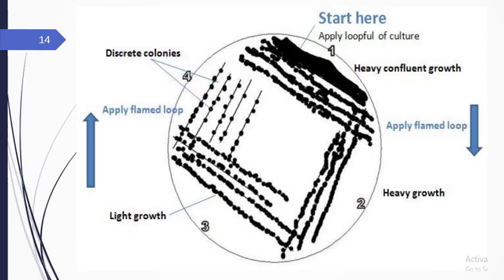Here is another example. I just described the method. Step 1, where you apply the loop of culture. As I told you earlier, in the first quarter of the streaks, you can see in area number 1 there will be heavy confluent growth as more of the organisms drop on the media. We flame the loop and apply it to the second quarter of the plate. You can see the growth is less than the first quarter, and we again flame the loop and apply it to the third quarter of the plate. There is even less growth, and in the fourth quarter, after flaming the loop, the colonies of the bacteria are thinner as compared to the first quarter.